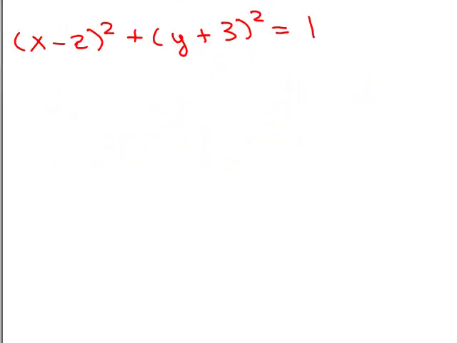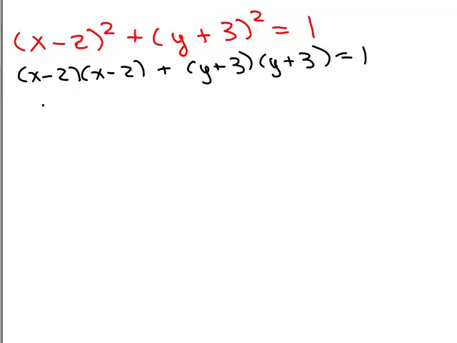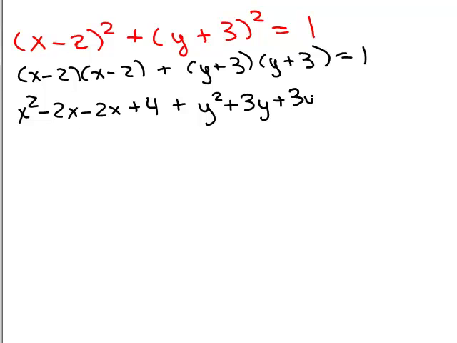So if this was multiplied out, remember this means x minus 2 times x minus 2 plus y plus 3 times y plus 3. So I would have x squared minus 2x plus 4 using the FOIL method or any method you use for multiplying binomials. And I have y squared plus 3y plus 9 equals 1. And so if I combine all my like terms, notice I have x squared minus 4x.